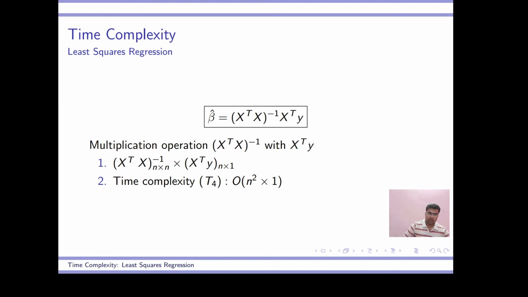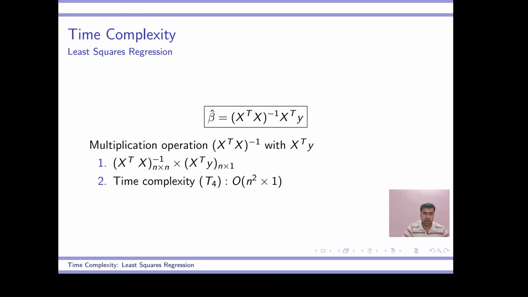Okay. Now coming back to the final operation, the final multiplication operation involves the multiplication of the inverse term, which was calculated earlier, with the x transpose y term. So this inverse term has the dimensions n into n, while x transpose y has the dimensions n into 1. What I would suggest is that you pause this video and convince yourself of the dimensions that each of these terms has. Okay, try to solve it yourself.